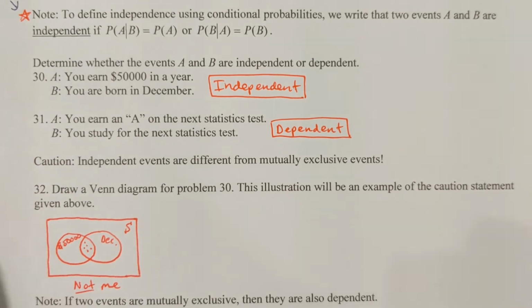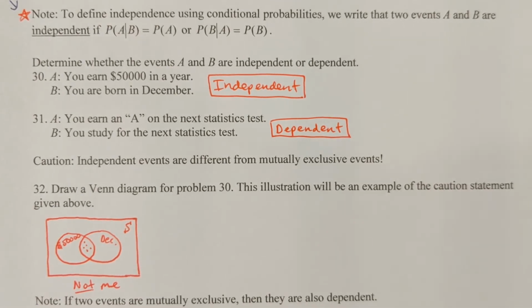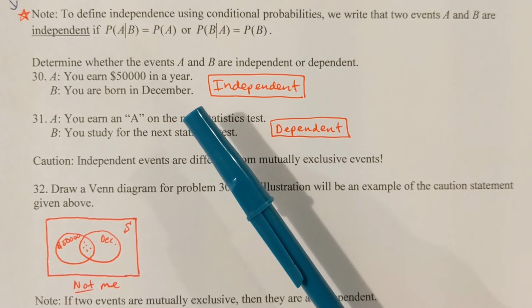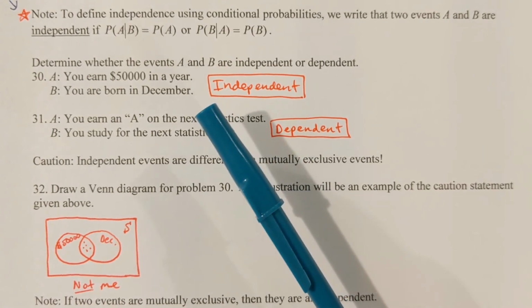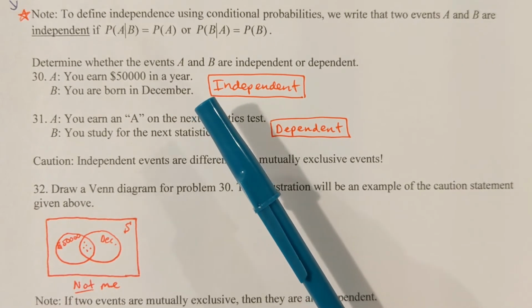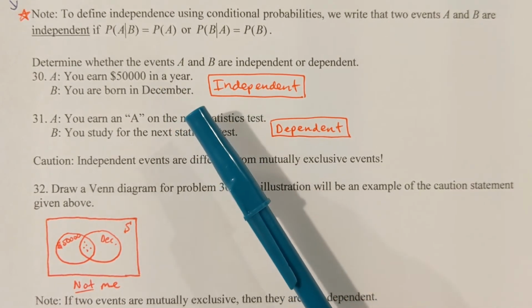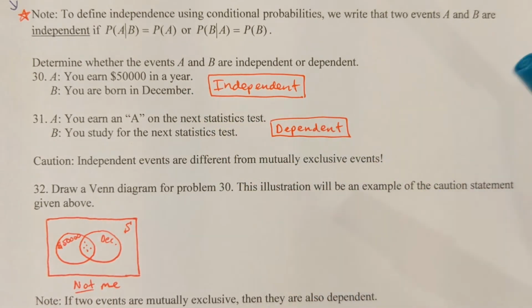Problems 30 and 31, we want to determine if the events are independent. On problem 30, event A is the event that you earn $50,000 in a year, and event B is the event that you were born in December. So this would be an example of independent events because the occurrence of one event does not affect the other. In other words, just because somebody earns $50,000 in a year, that has nothing to do with the month that person was born in. And vice versa, if somebody is born in December, that has nothing to do with the amount of money that they'll make in a given year.